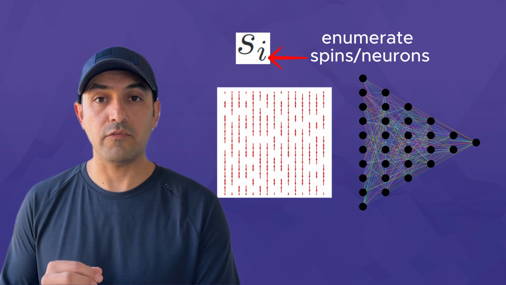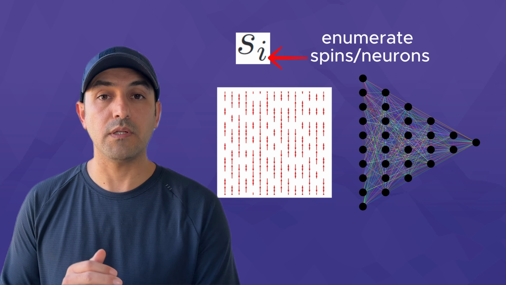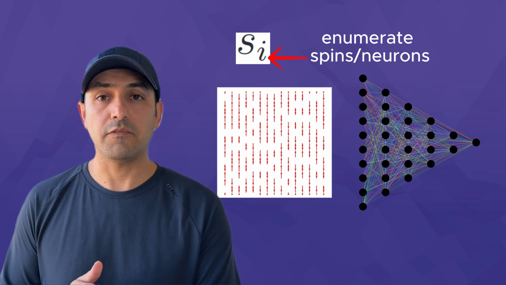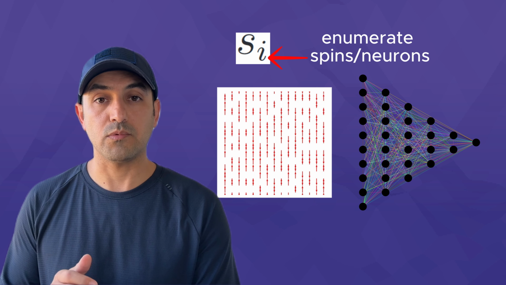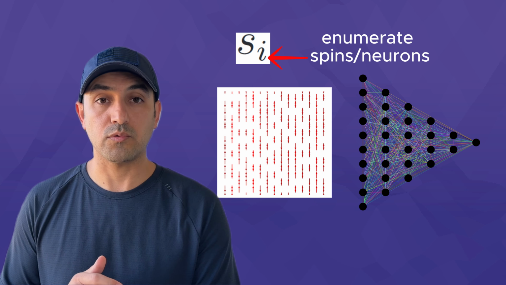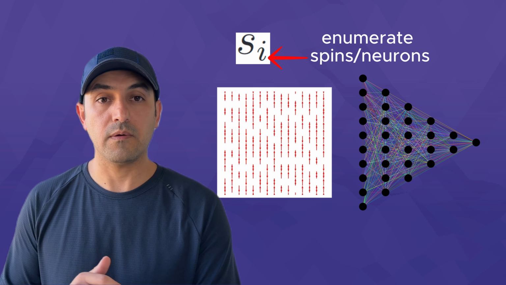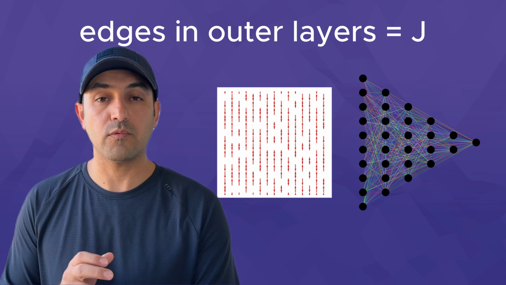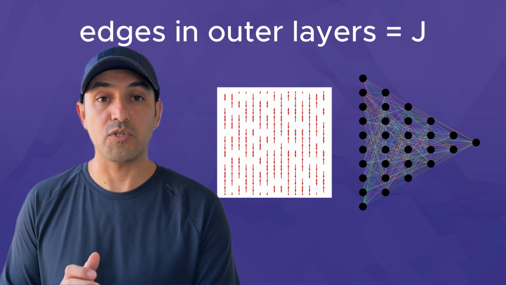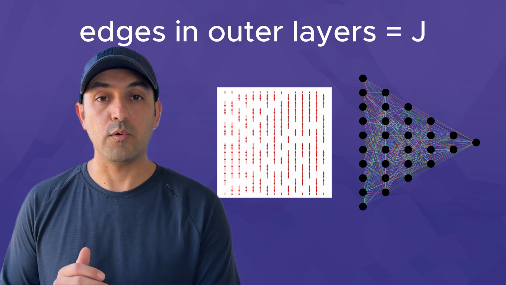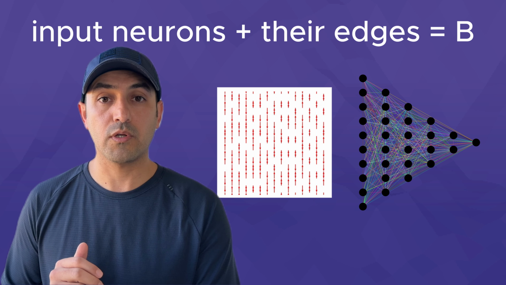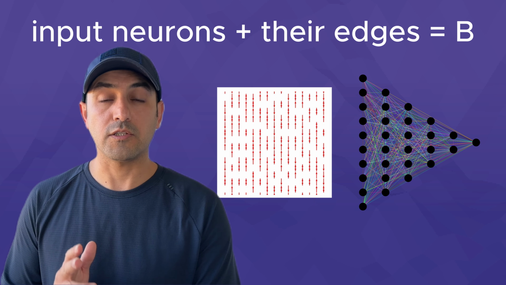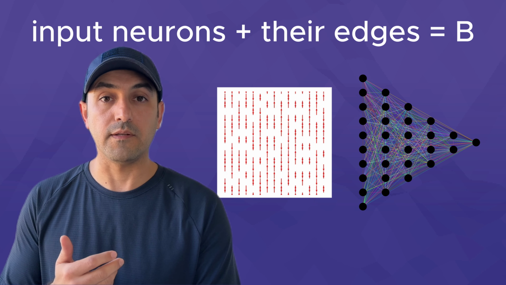Now, the index of vector S refers to its corresponding component. That means S with index 1, or just S1, refers to the first spin or neuron. S with index 2, or S2, refers to the second spin or neuron, etc. The edges between hidden neurons and the output neuron in the deep neural network correspond to the interaction term J in the spin system. The neurons in the first layer of the deep neural network, the input neurons, together with the edges between the first and second layer, correspond to the external magnetic field in the spin system.